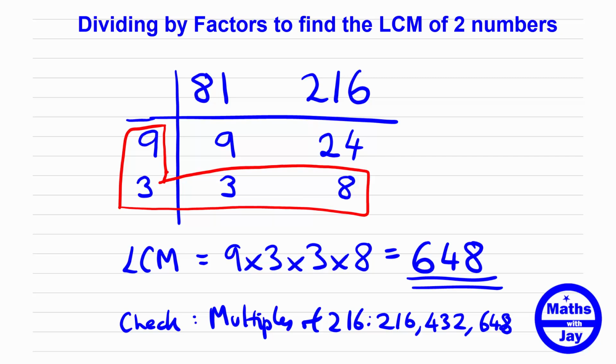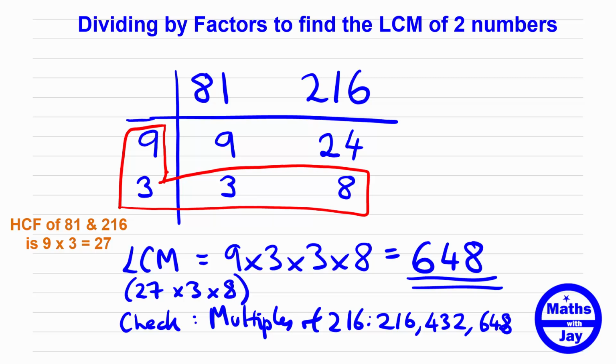648 is the answer. Another way of thinking about this is, if you've already found the highest common factor, which if you remember from a previous video, we get from multiplying the numbers on the left-hand side of the table, so 9 times 3. So the highest common factor of 81 and 216 is 27, and then we just multiply the 27 by 3 and 8. So our alternative method would have been to multiply 27 by 3 and 8. So all the numbers in that red L give us the lowest common multiple.